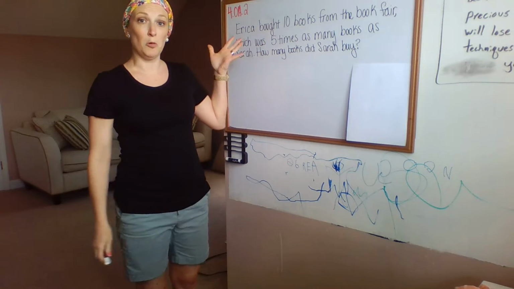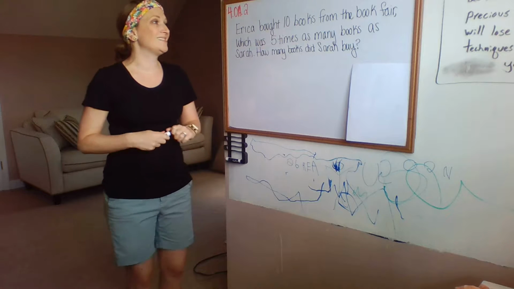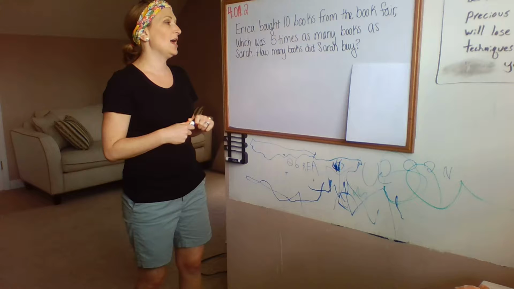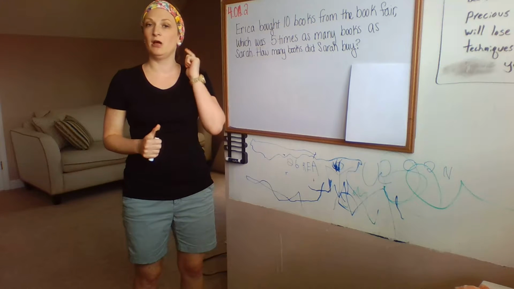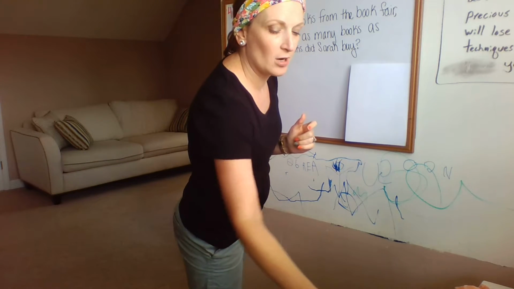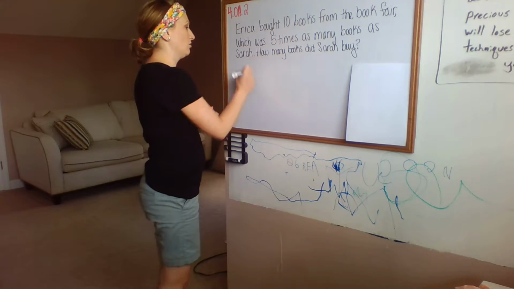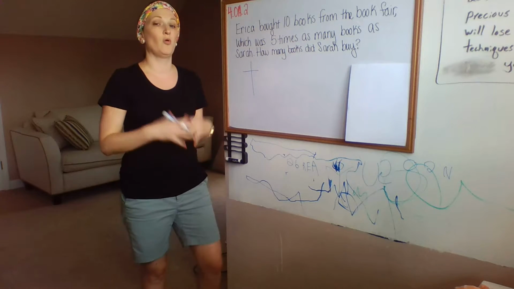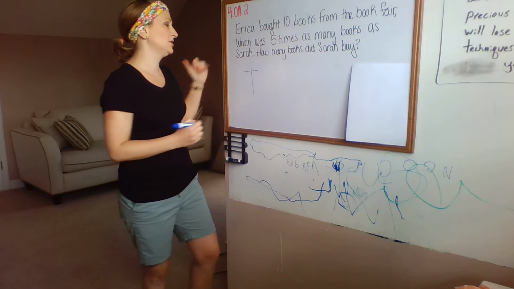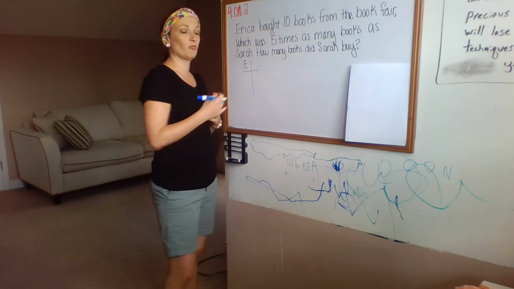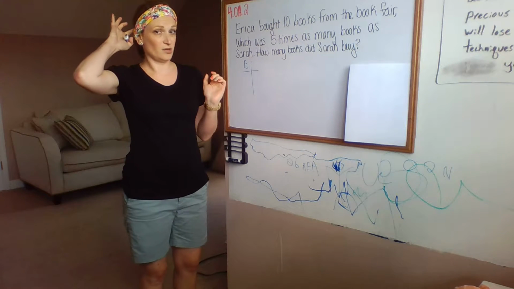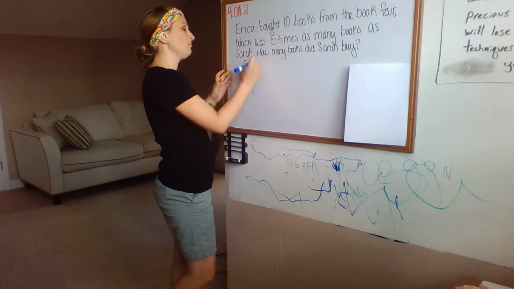So here we go. This one says Erica bought 10 books from the book fair, which was 5 times as many books as Sarah. How many books did Sarah buy? Right away, here, times as many, we think chart. So we're going to set up a chart. When we set up the chart, we're thinking about who or what are we dealing with. So we're dealing with Erica and we're dealing with Sarah. You can write the full name or just initial it. I usually go with first initials, so S and E.